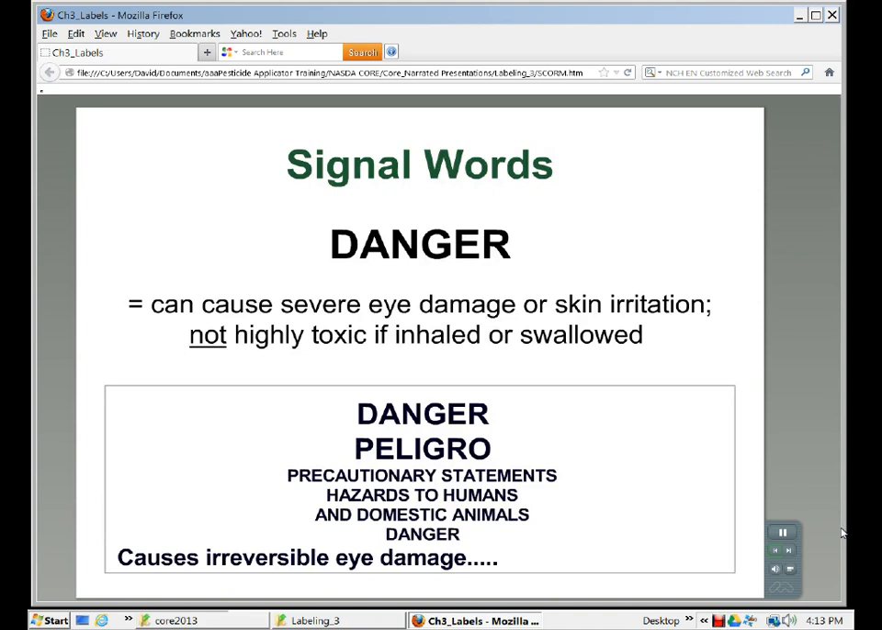The danger signal word indicates an acute effect at low doses. However, these products won't kill you, but they are extremely damaging physically at low doses. Whereas danger poison means deadly, the signal word danger alone lets the user know that severe injury, like irreversible eye damage or severe burns, can occur when exposed to low doses. Several herbicides carry this signal word.